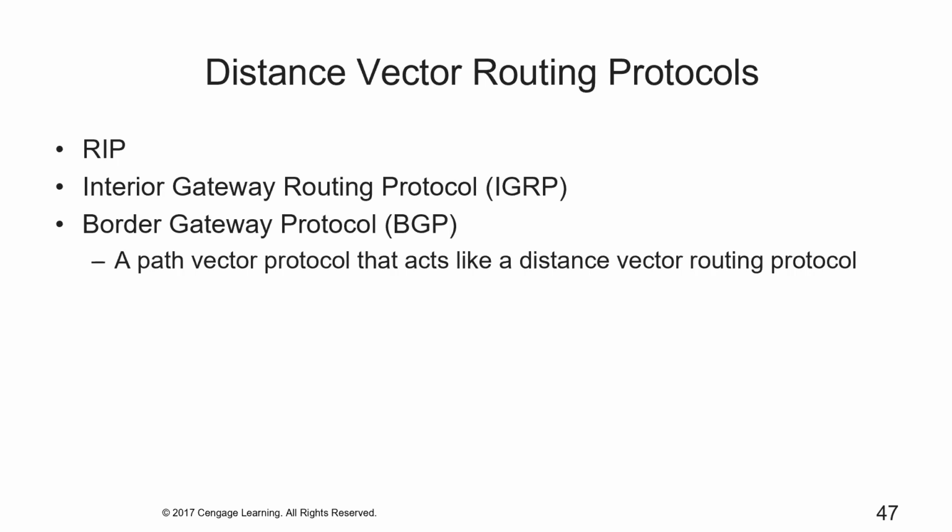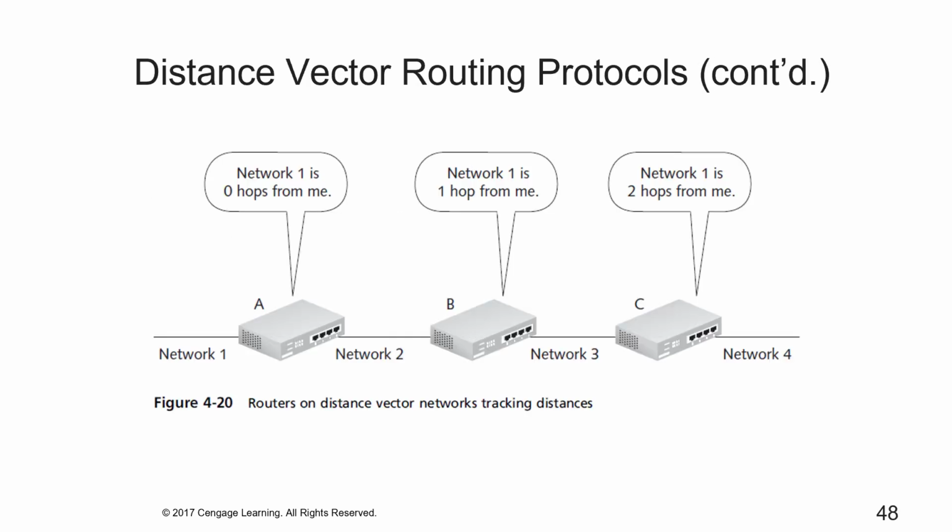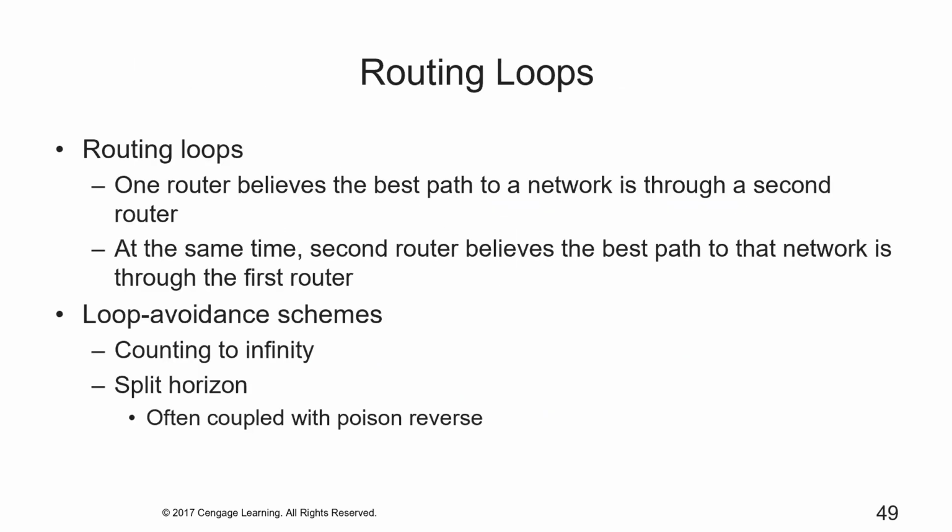And again, we talked about the distance vector routing protocols. Here's an example of routers on a distance vector network tracking the distances, so the number of hops between the routers. And again, routing loops. You have router A, you have router B. Router A thinks the best path is through router B. Router B thinks the best path is through router A, and it just goes round and round and round.